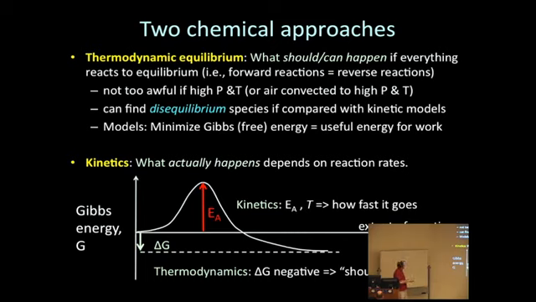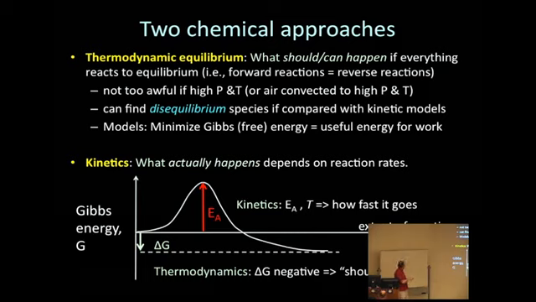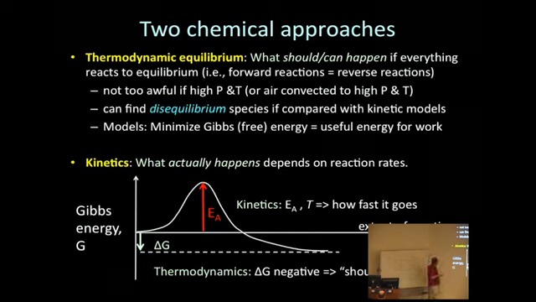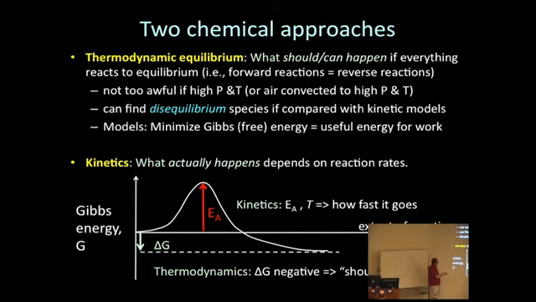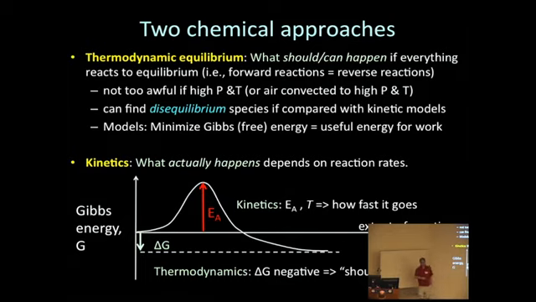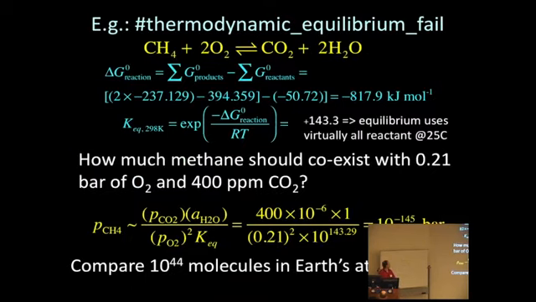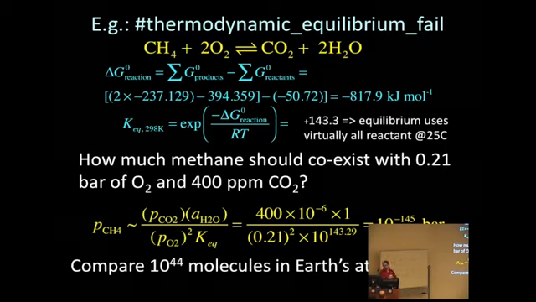So a way to represent this is with this kind of diagram. Here's the Gibbs energy, and here's a reaction that actually works because the delta G is negative. That means it should and can happen. You can go downhill. But you have to overcome an activation energy, and this depends on temperature. So what should or can happen may not happen, and frequently doesn't. Here's an example of what I've called hashtag thermodynamic equilibrium fail, a well-known hashtag.